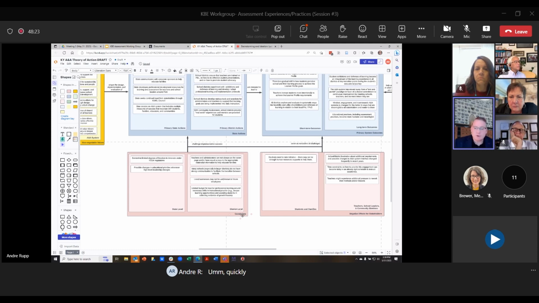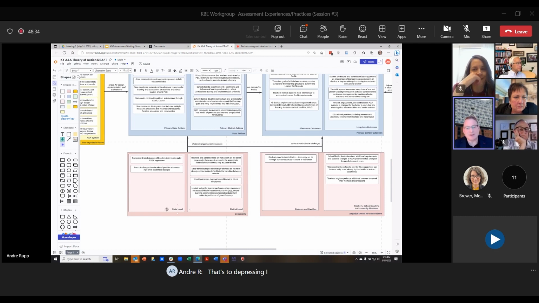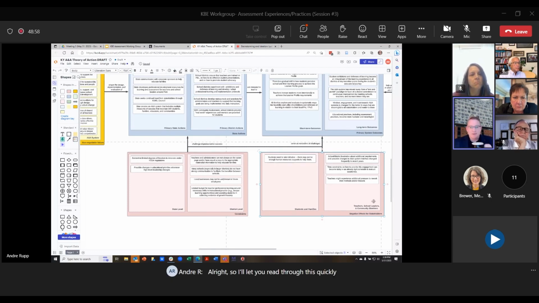All right, so let's talk about the red boxes quickly. Constraints on the left-hand side. Here I didn't differentiate between constraints that already exist and constraints that might be. That's too depressing. I did constraints at the state and at the district level. I thought that was more productive given what you'd written. And then the negative effects on the right-hand side. Some people don't like calling these out as much, but I think it's really important to have those at least on the board, and then think about strategies to mitigate them. I'll let you read through this quickly, and then we'll do the same approach as before.